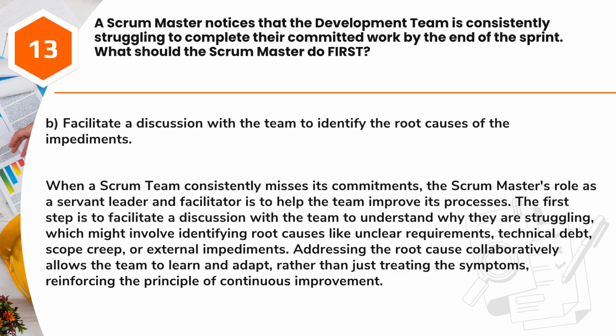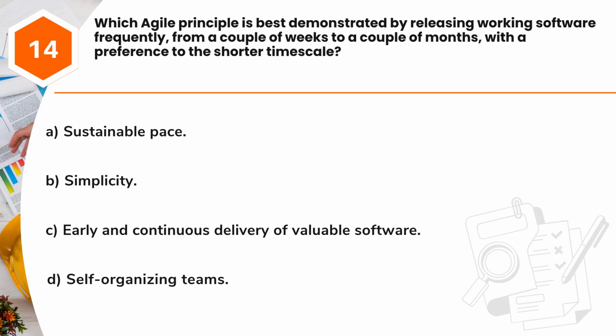Question 14. Which Agile principle is best demonstrated by releasing working software frequently, from a couple of weeks to a couple of months, with a preference to the shorter timescale? A. Sustainable pace. B. Simplicity. C. Early and continuous delivery of valuable software. D. Self-organizing teams.